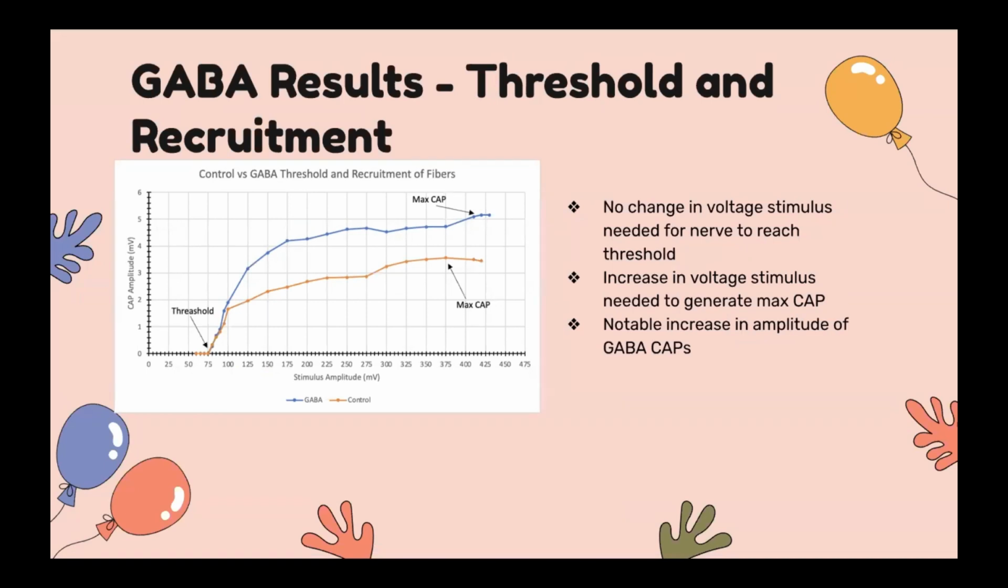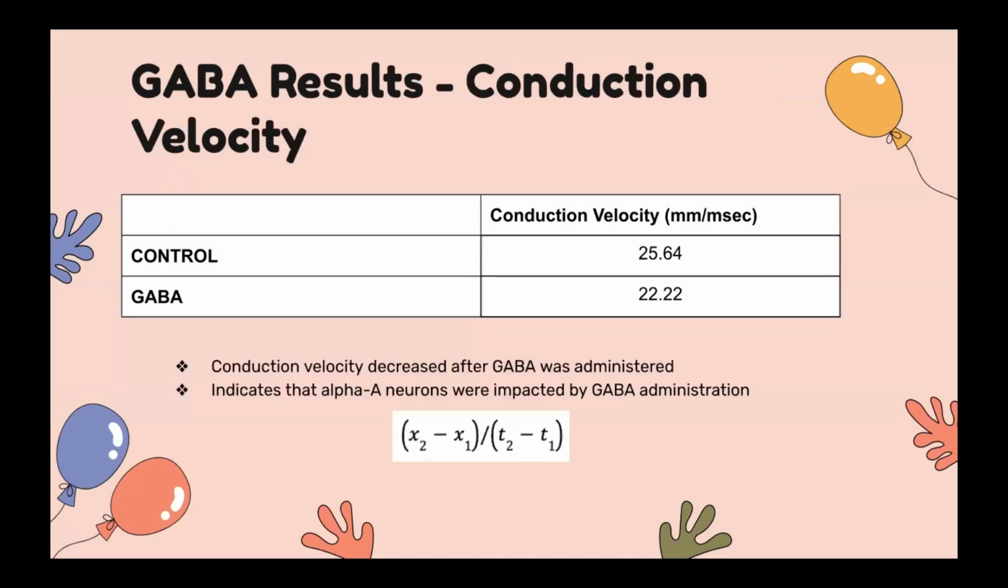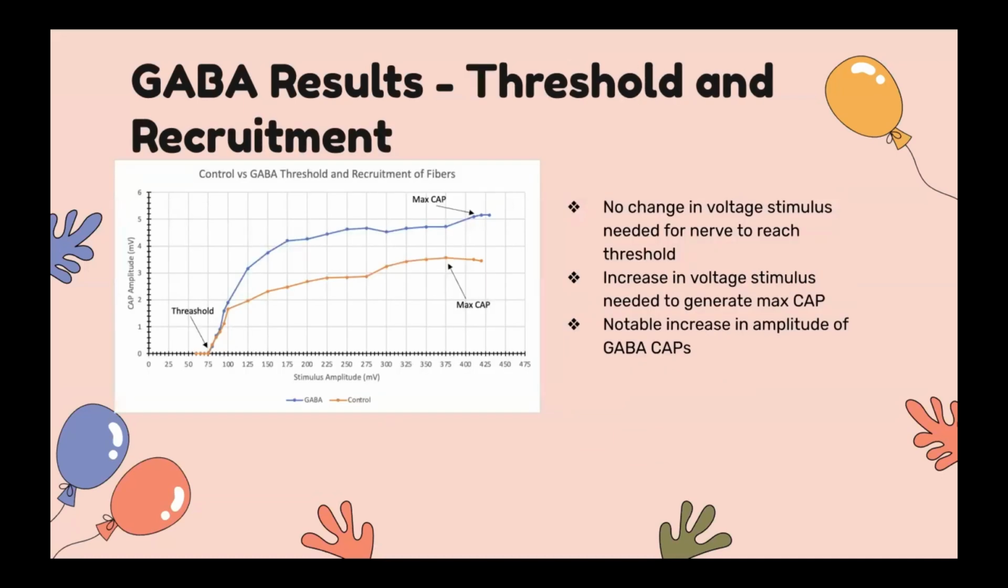Additionally, it's worth noting that there was an increase in voltage needed to generate the max cap of the control trial compared to the GABA trial. Within the control trial, the voltage needed to generate max cap was 375 millivolts, and within the GABA trial, the voltage needed to generate max cap was 420 millivolts. This indicates that GABA may affect the beta or delta fibers more than the alpha fibers.